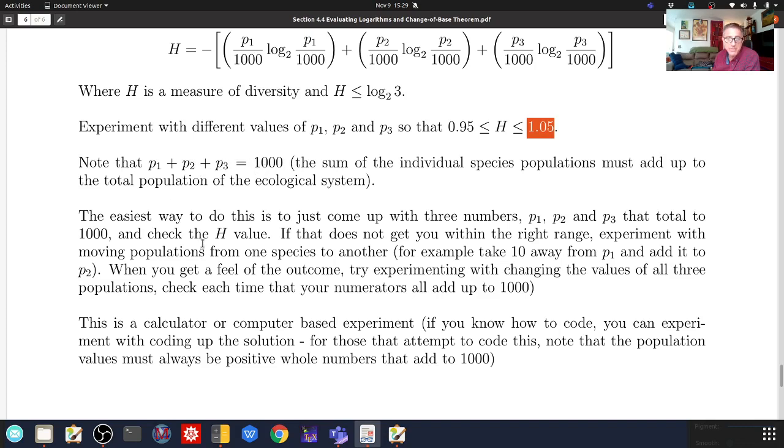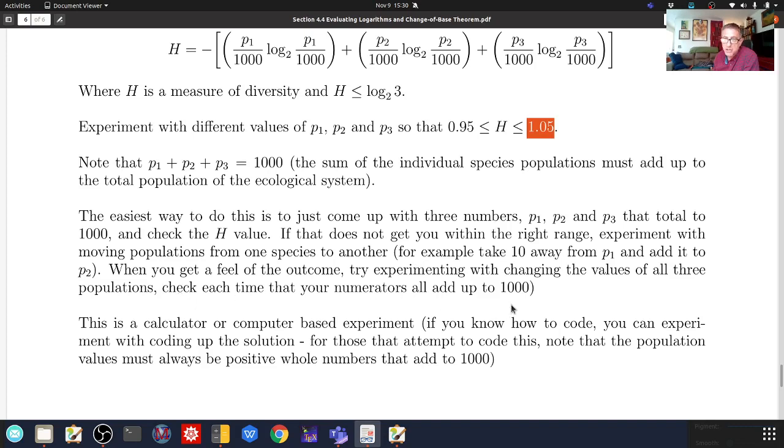So one of the easiest ways to do this is just to come up with 3 numbers, P1, P2, and P3, that total 1,000, and check the H value. If that doesn't give you an H value between 0.95 and 1.05, then change one of the values, raise up one value by 10, and subtract it from another, and calculate again.